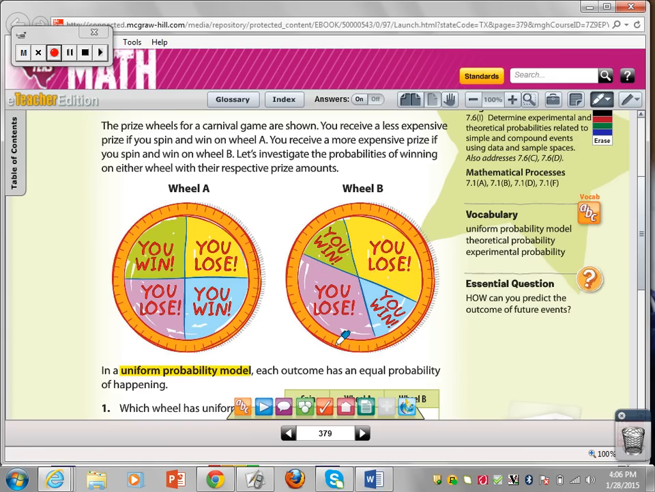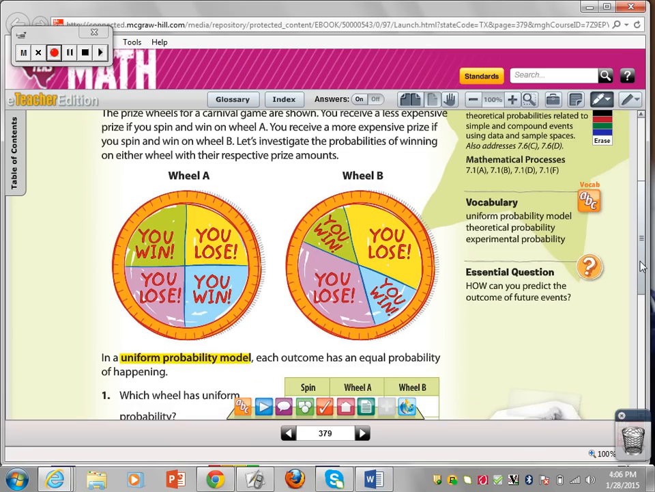So if you take a look at wheel A, you've got an evenly spaced "you win, you lose" part. But if you look at wheel B, the "you win" sections are a lot smaller. All right, so okay, let's move on here.